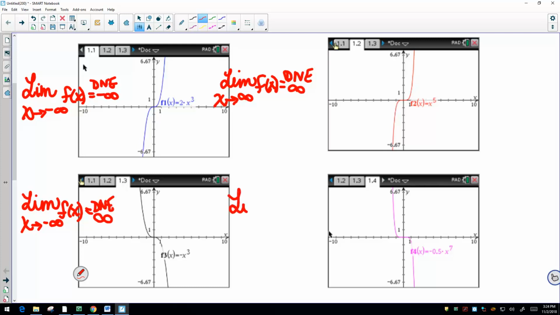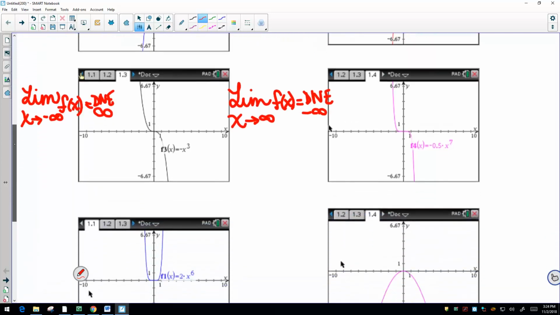And if I were to look at the end behavior as we go to the positive side, well, now this time it looks like it's going to negative infinity. And again, none of these limits actually exist. There is no number it is approaching. It's just telling us which direction it's going in.